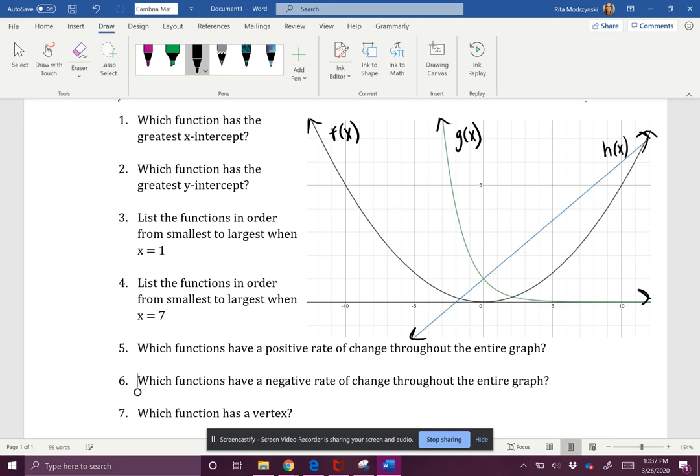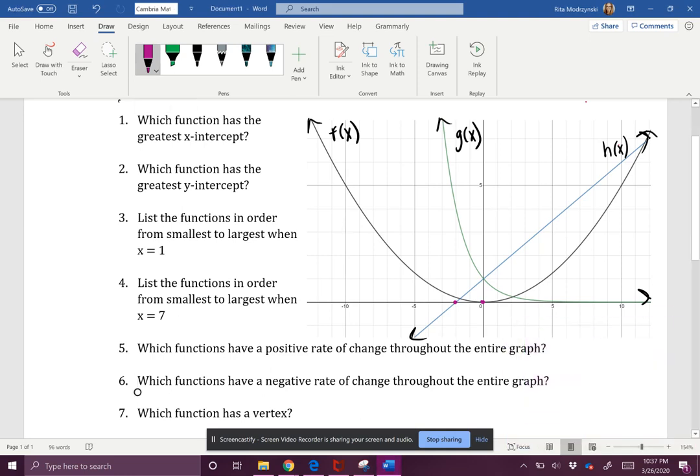Now let's compare these functions represented in the same way. Which function has the greatest x-intercept? If we look at our graphs, we're going to have to find the x-intercept of each one. The x-intercept of the blue function, h of x, is -2, 0. The x-intercept of f of x, our quadratic function, is 0, 0. The x-intercept of g of x doesn't exist. Since this function has an asymptote, it never actually touches the x-axis.